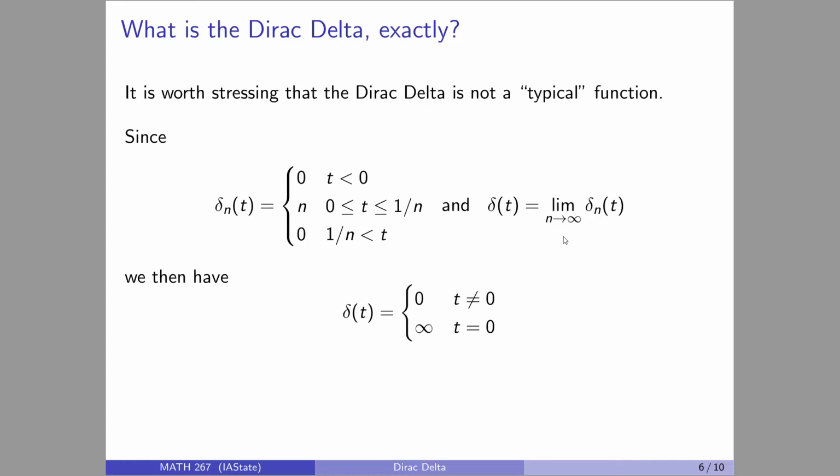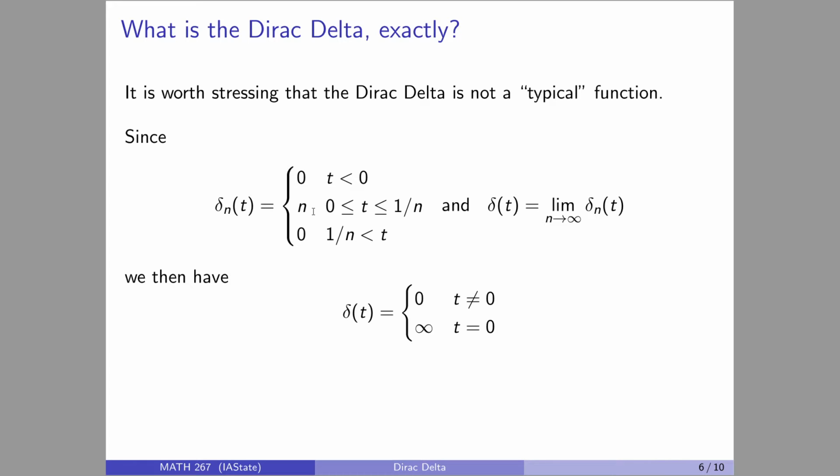Well, you'd get this. For every t-value that's not 0, eventually this window will get smaller than it, and the delta sub n will kill it. It'll just spit out 0. However, at 0, it's constantly spitting out a bigger and bigger and bigger and larger and larger value.